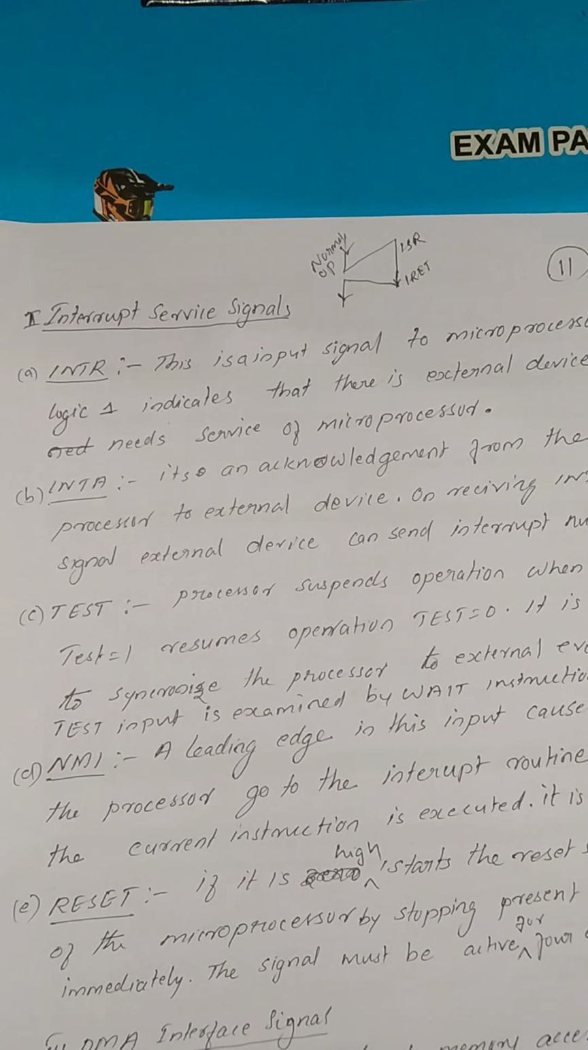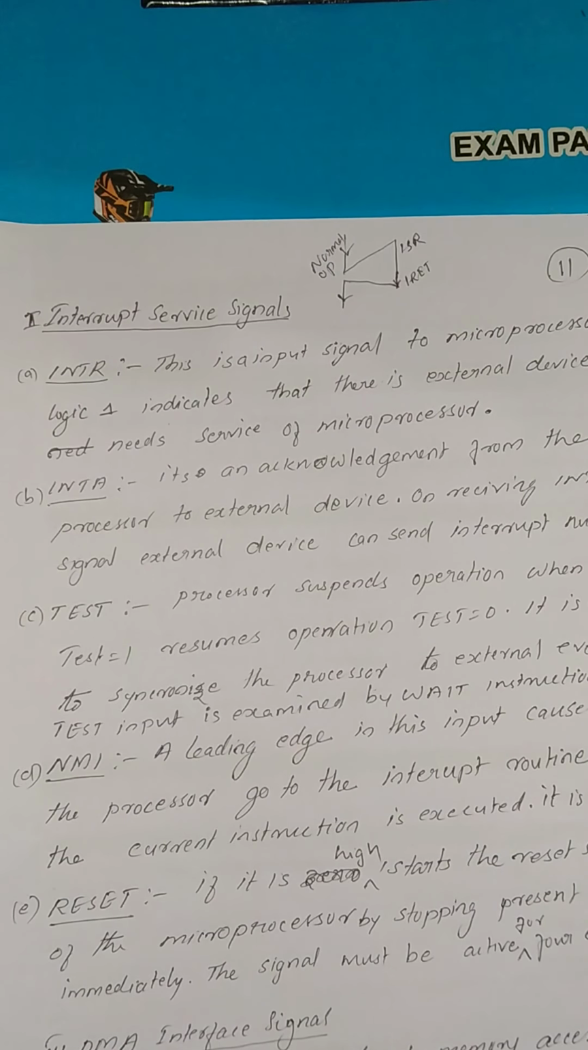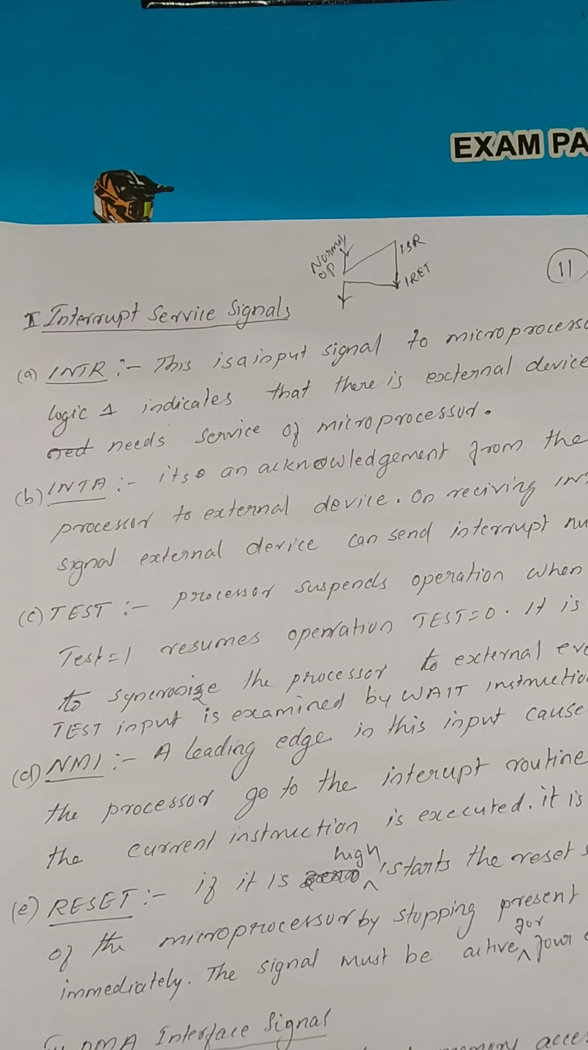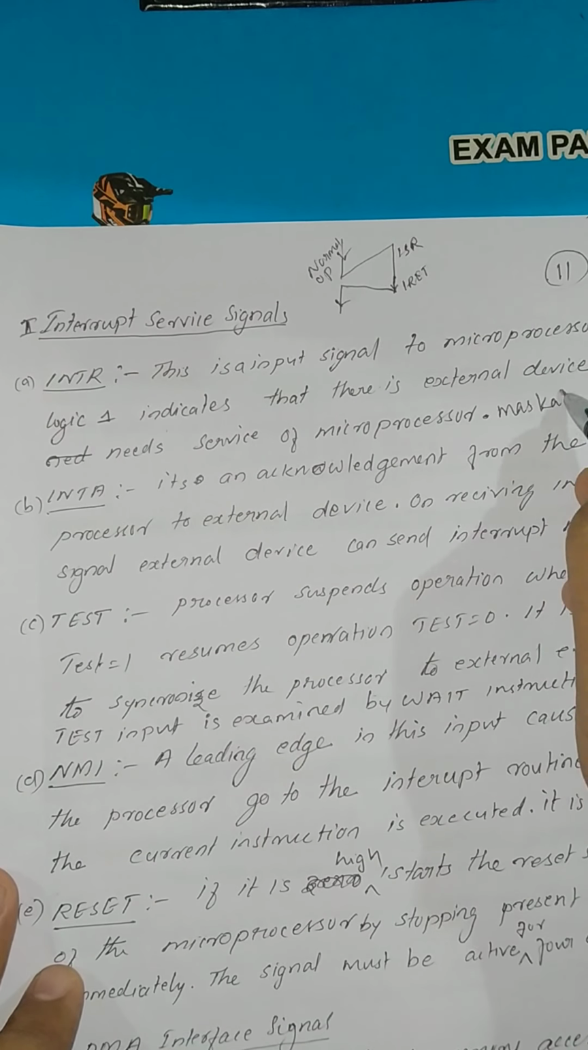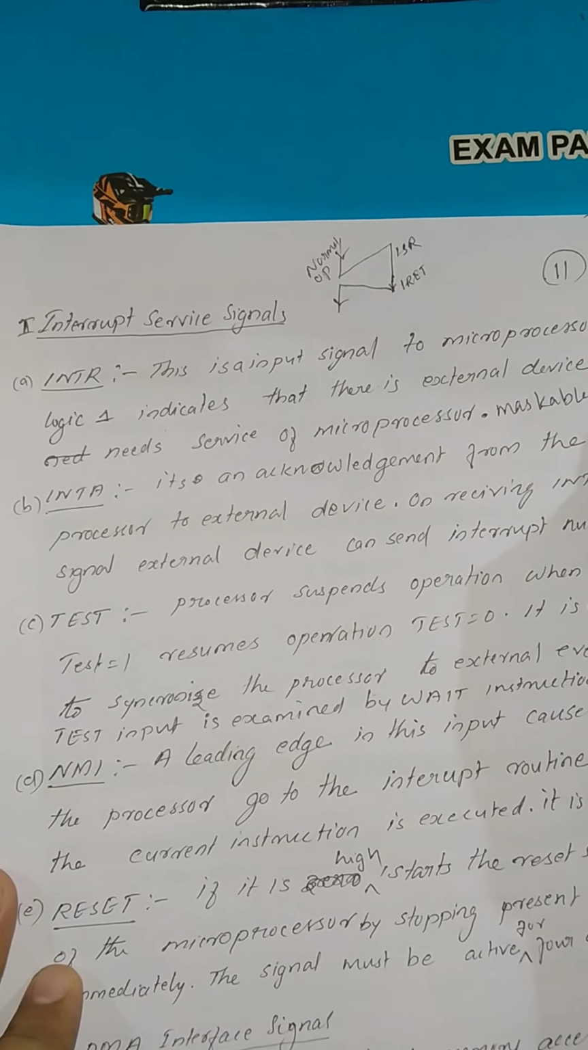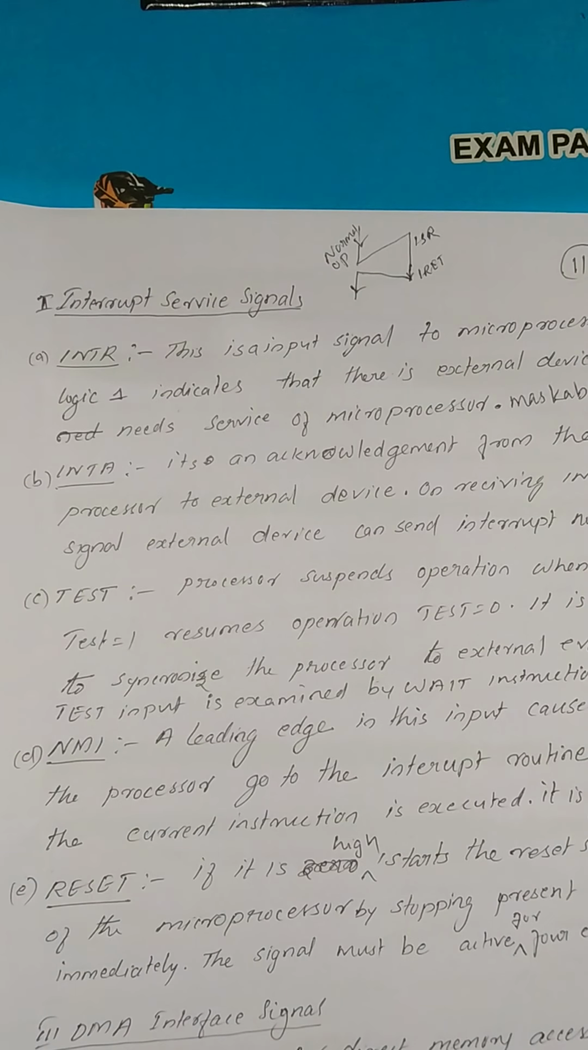So here INTR, INTA, test, NMI and reset, these are the interrupt signals. So INTR, basically this is an external interrupt input signal. When there is a logic 1, it indicates an interrupt has occurred and microprocessor can service that interrupt, and this is maskable. This is a maskable interrupt. By using the I flag, we can mask this interrupt. So microprocessor will ignore this interrupt.